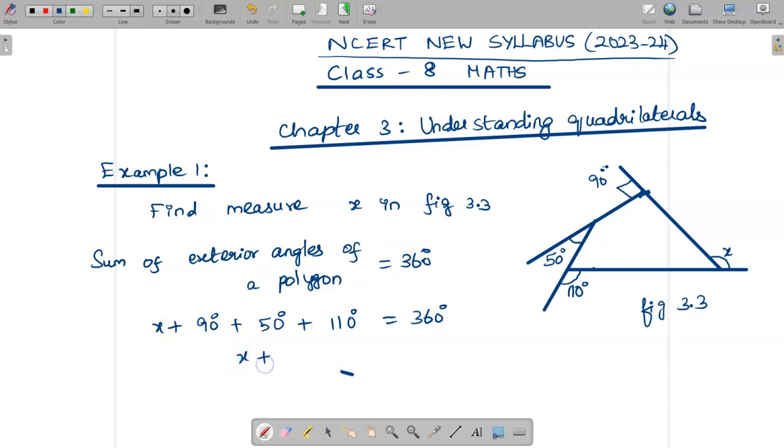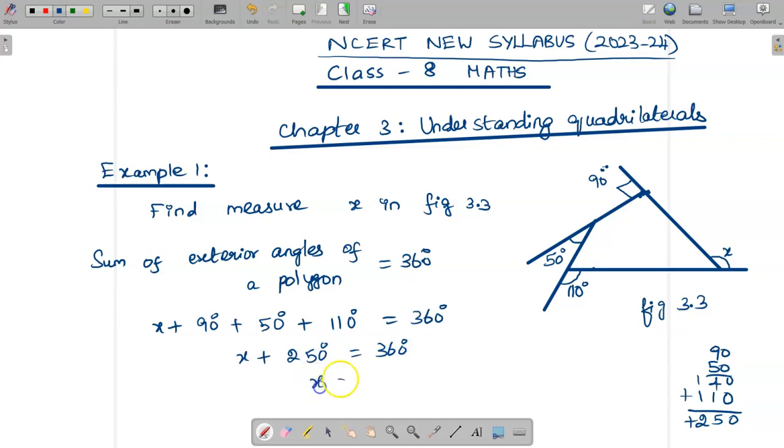So x plus 90 plus 50. 0 plus 0 is 0, 9 plus 5 is 14, so 1 is carried, and then the next value is 110. So 140 plus 110: 0 plus 0 is 0, 4 plus 1 is 5, 1 plus 1 is 2. So we have x plus 250 degrees on the left hand side, which is equal to 360 degrees.